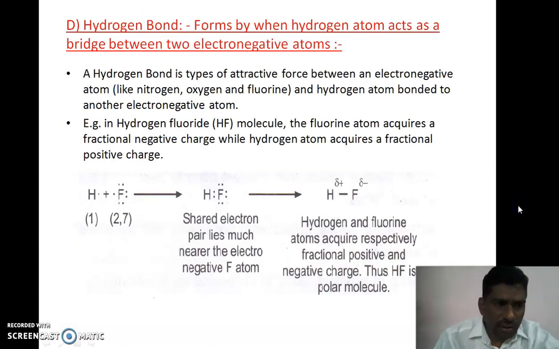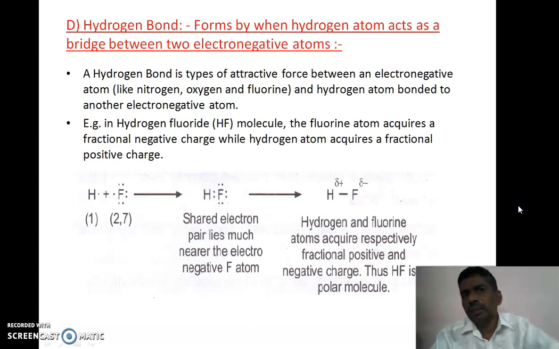These are the third type of bond. Now the next one is the fourth type of bond, the hydrogen bond.